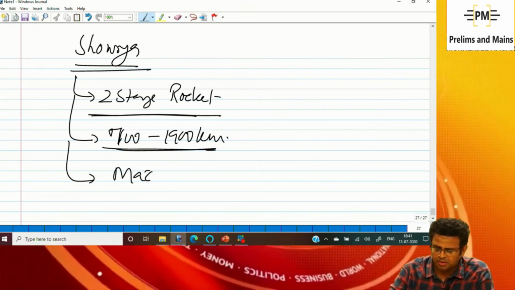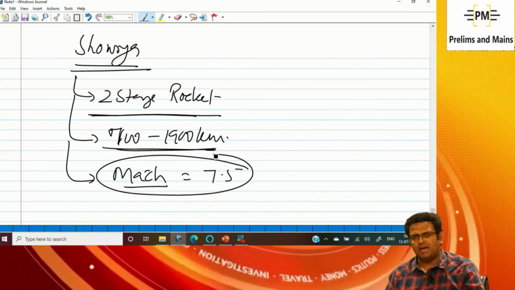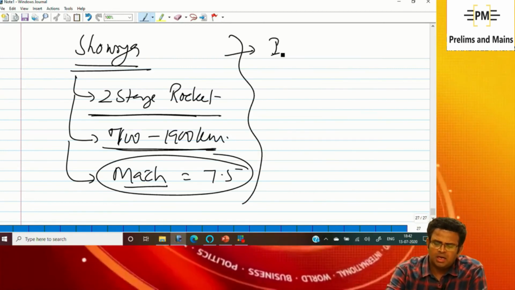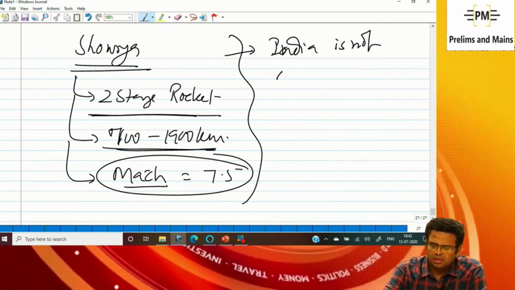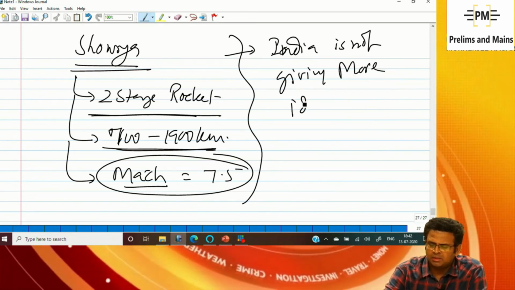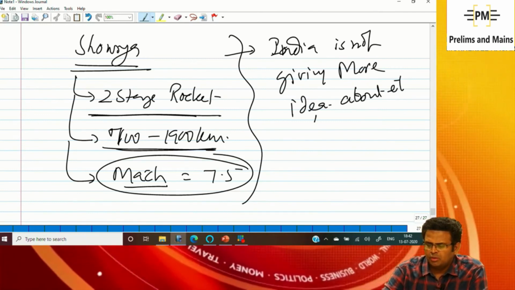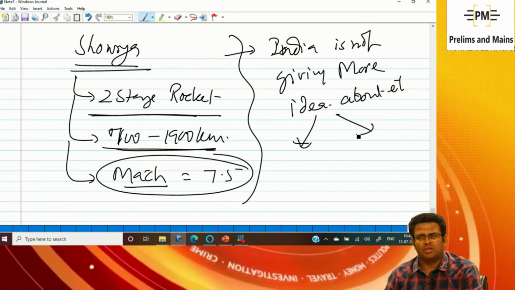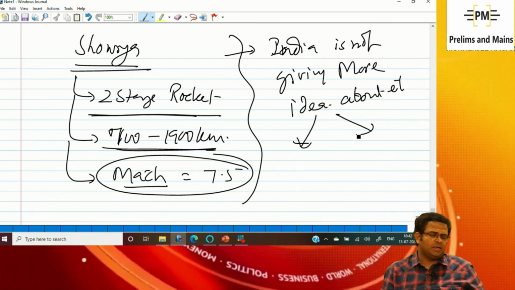I said its speed is very high, Mach 7.5, and India is not giving more idea about it. Because if they give all the features of it, then the enemy can come to know about it and they can prepare.